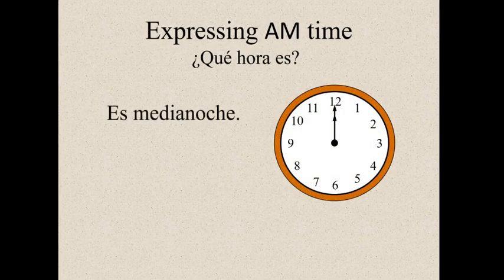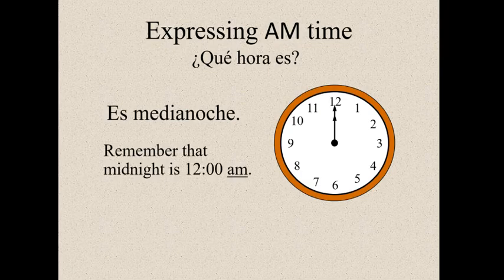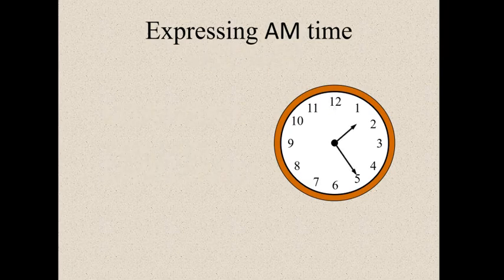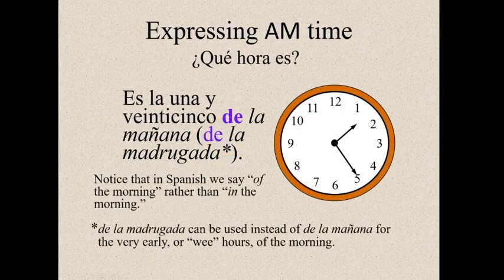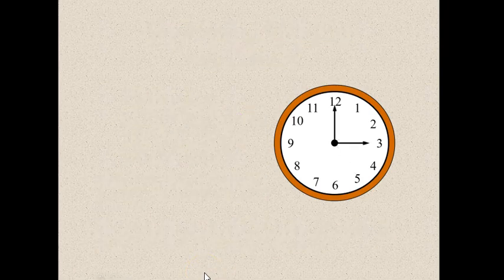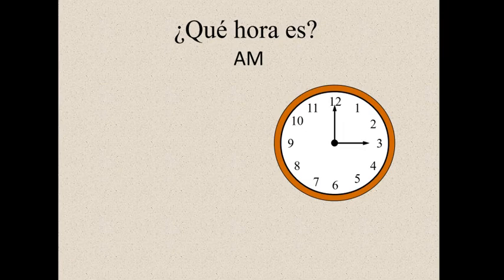To differentiate if it is in the morning or the evening, there's a couple things to remember. First, medianoche is midnight, and we know that that is AM. It is 1:25, es la 1:25 de la mañana. Also, you can say de la madrugada. Madrugada means very early morning hours. ¿Qué hora es? Son las 3 de la mañana.